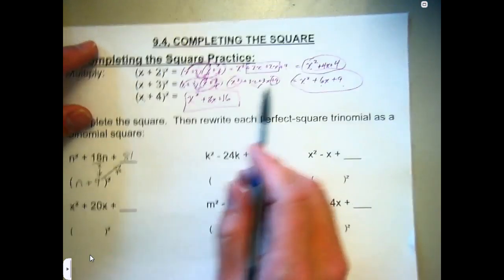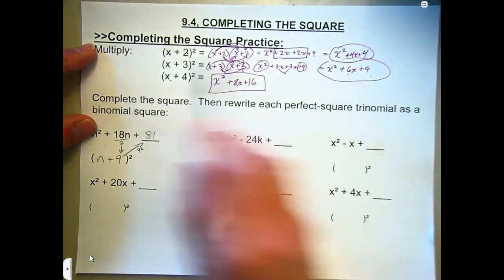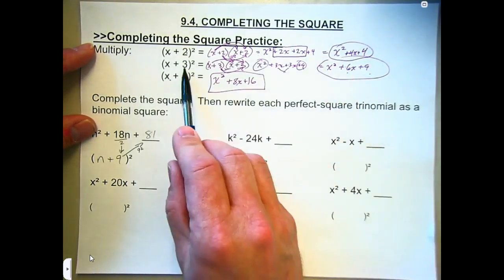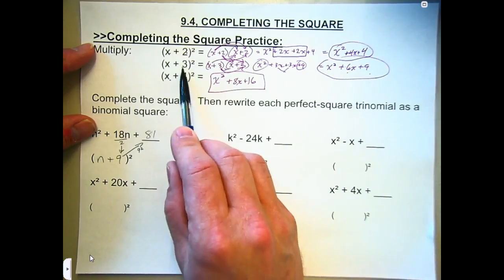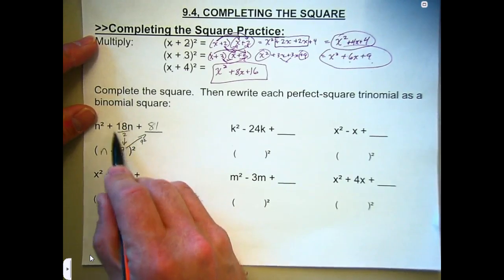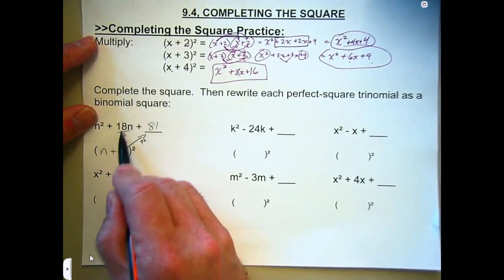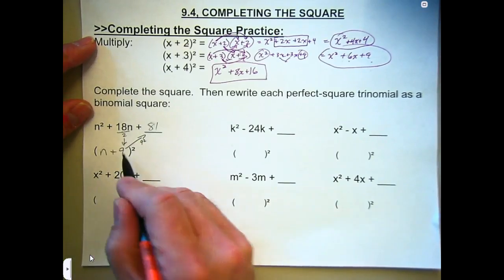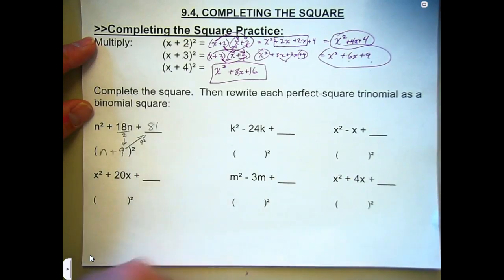So if we look at these patterns up here, the middle term is always twice that. So if I cut this in half, I get that. If I square that number, I get that one. Okay, so the pattern is, if I take half of my middle, or my b term, I will get the back part of my binomial. And then if I square the back part of my binomial, I'm getting that 81.